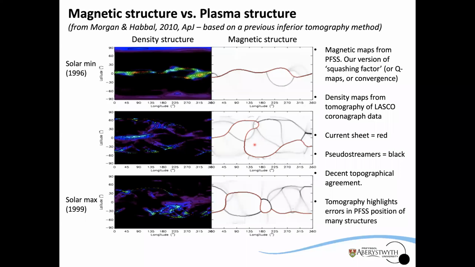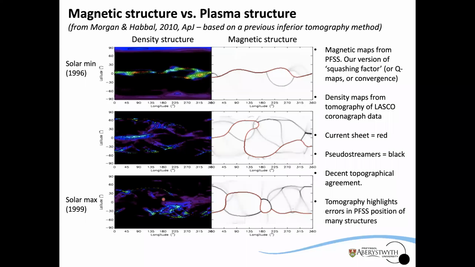So, for example, we can see the streamer belt at solar minimum in 1996 splitting at this point, and if we look at the potential field model, we get a similar splitting with a pseudo streamer, the high Q value in the south and the current sheet in the north.